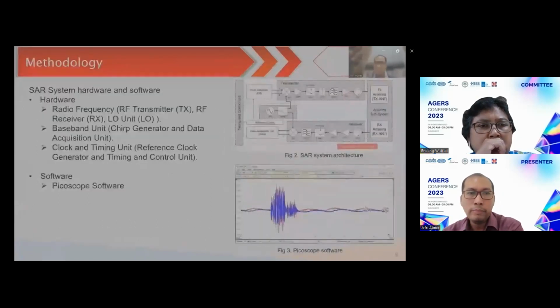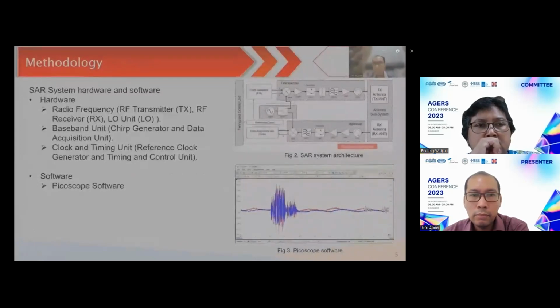This will show the SAR system hardware and software. This is the SAR system architecture, which includes radio frequency, baseband unit, and clock and timing unit. As the software, there is the picoscope software. This is the screenshot of the picoscope software that reads the I and Q signals.